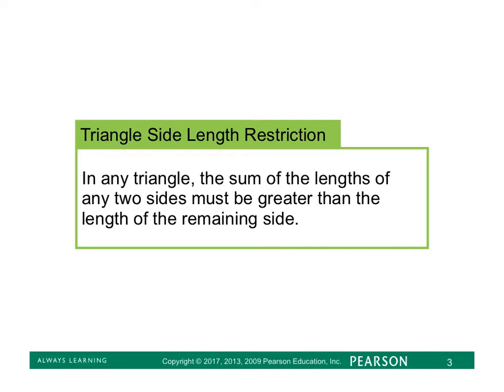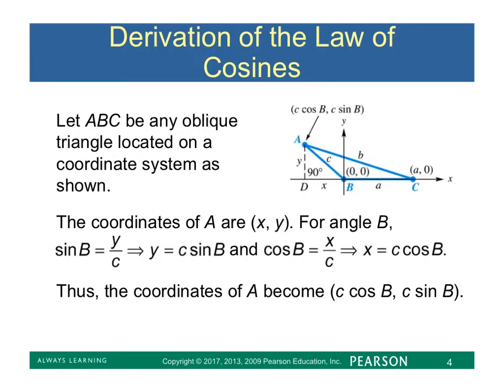In any triangle, the sum of the lengths of any two sides must be greater than the length of the remaining side. Well, where did we have that? We had that in geometry class. If you add up any two sides of a triangle, A plus B has to be greater than the third side, C. Has to be. If not, the triangle cannot exist. And that was one of the things we did in geometry class. So what the author does is use that idea to derive the Law of Cosines.